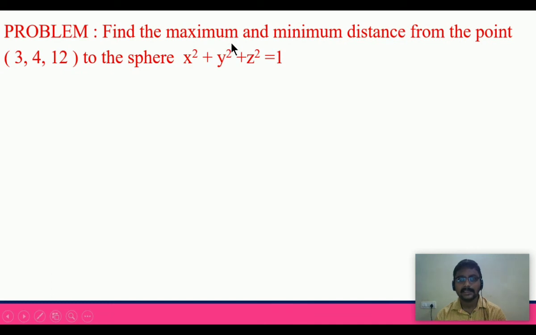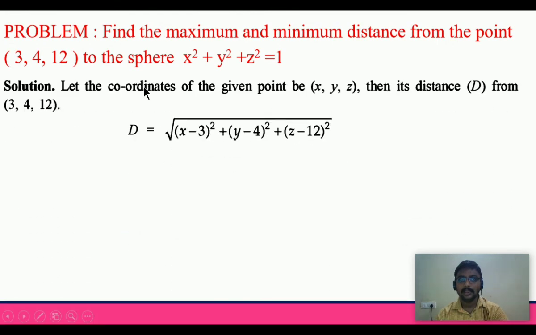Problem: find the maximum and minimum distance from the point to the sphere. Solution: let the coordinates be P of x, y, z, any point on the sphere, and d be the distance from the point (3, 4, 12). The distance formula is d equal to square root of x2 minus x1 whole square plus y2 minus y1 whole square plus z2 minus z1 whole square. That is square root of x minus 3 whole square plus y minus 4 whole square plus z minus 12 whole square is the distance.